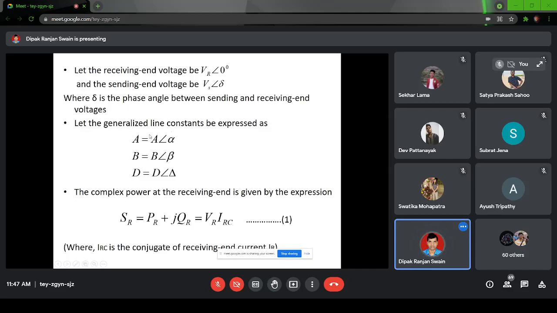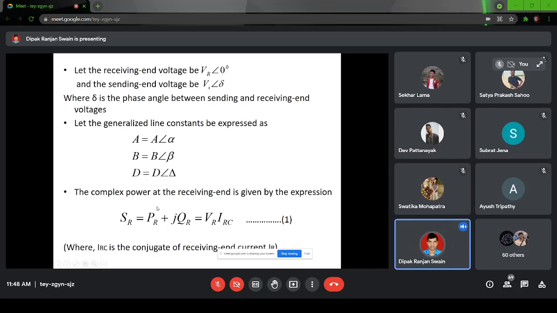Okay. Now, when I started with the ABCD parameter, I told you that when you calculate all these ABCD parameters in a problem, you will see that those are complex numbers. So if they are complex numbers, they can be written in rectangular and polar form. If written in polar form, this will be the magnitude and angle. Similarly B, magnitude and angle, and D. C is not written because C is not required in the equation. Okay. So the complex power is written as PR plus J QR.